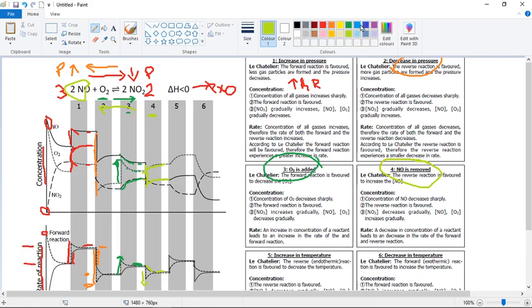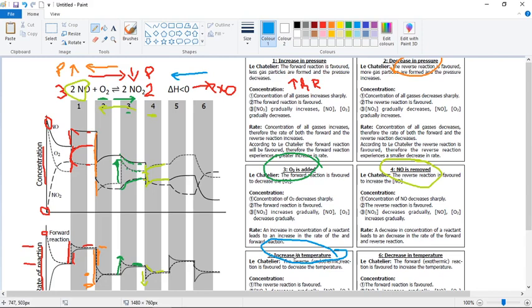Then we come to here, an increase in temperature. If you increase the temperature, the system wants to decrease the temperature. So this forward reaction is exothermic. The backward reaction is going to be favored by an increase in temperature because the backward reaction will decrease the temperature. Remember, we know this reaction is exothermic because delta H is less than 0.